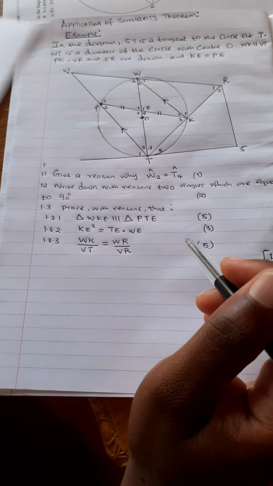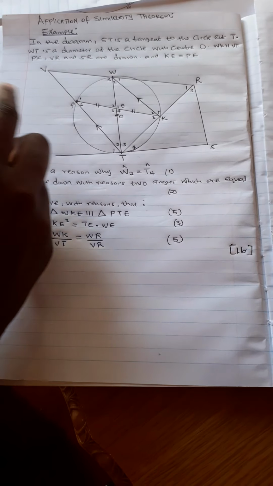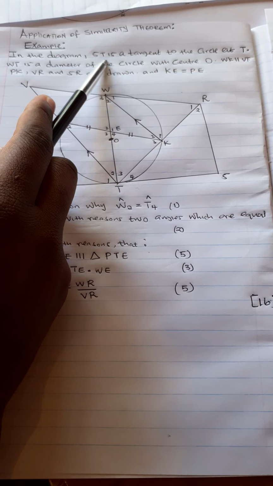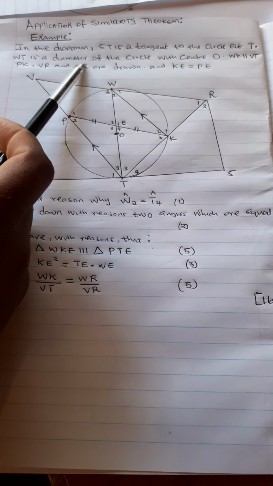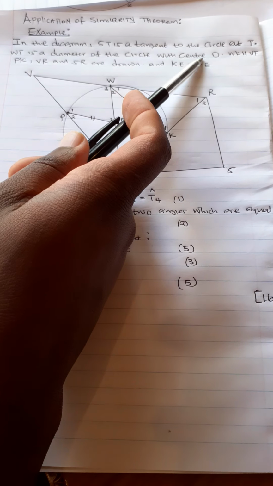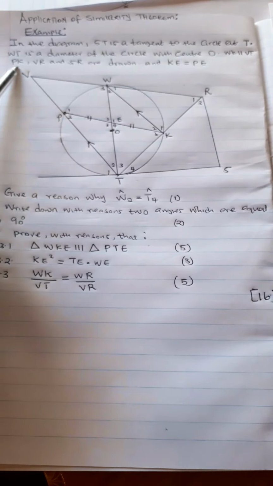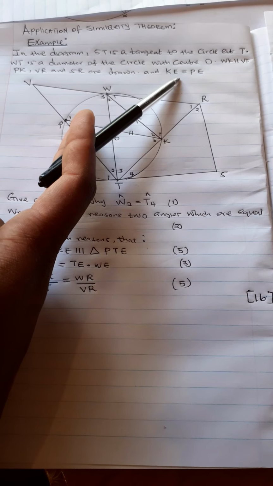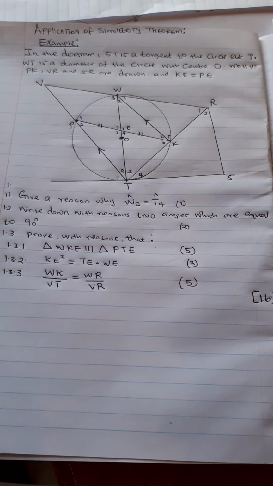I prepared a question for you. This is the first example we are having. If you can read here, in the diagram below, ST is a tangent to the circle at T. WT is a diameter of the circle with center O. KE is parallel to VT. And then PK, VRST are drawn, and KE is equal to PE. So this is the information that is going to assist us as we are working here.